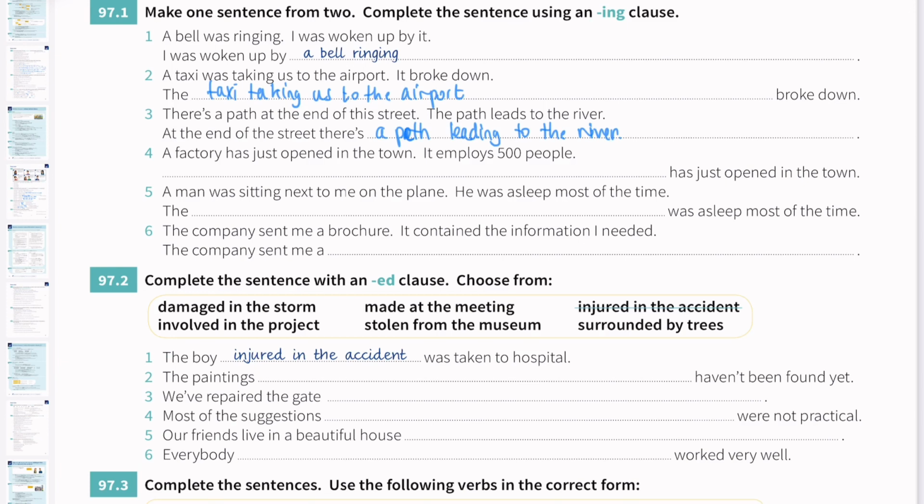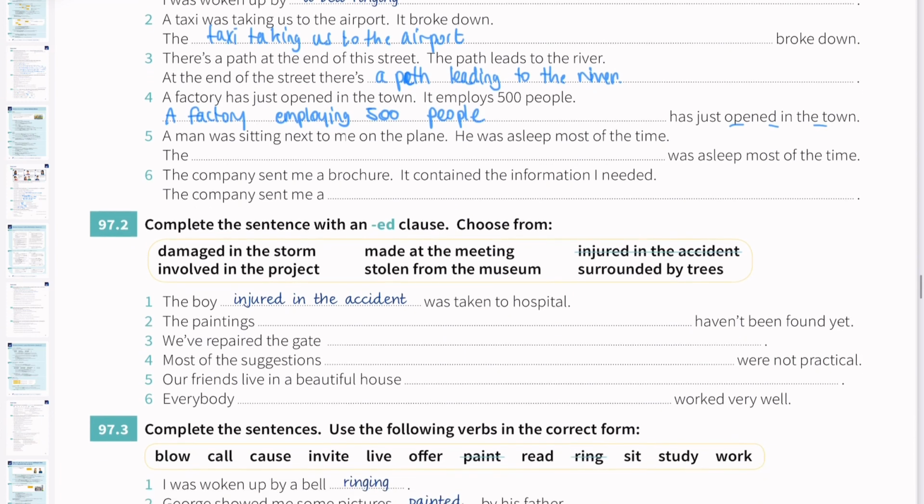So we have to find the verb first. We have to use the verb employ, 500 people. Employ becomes employing. So a factory employing 500 people has just opened in the town. Then number 5, a man was sitting next to me on the plane. He was asleep most of the time. It becomes the man sitting next to me on the plane.